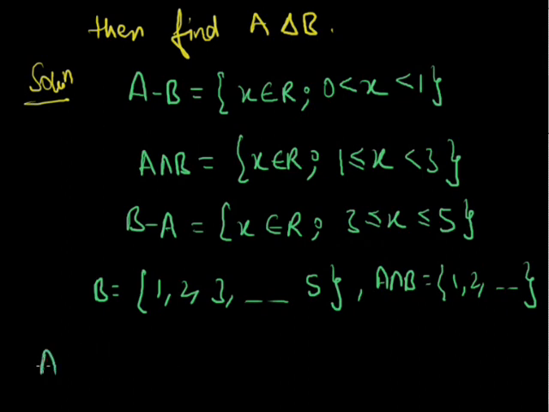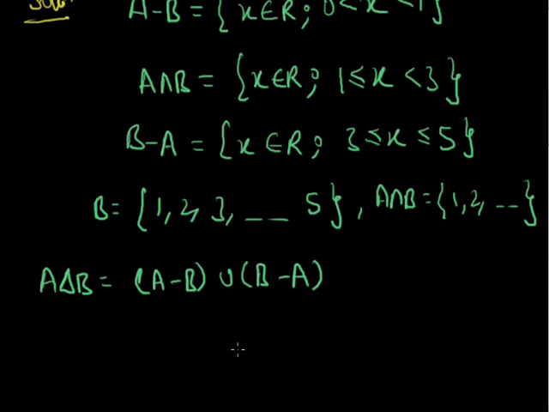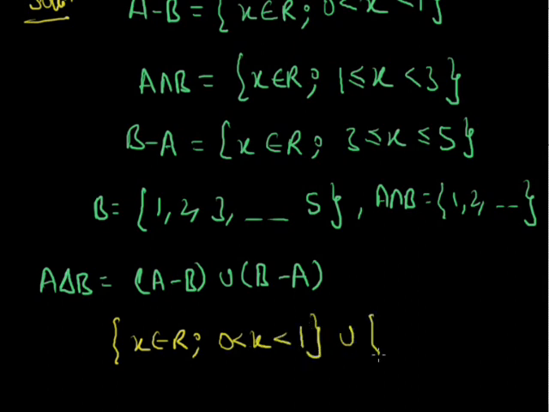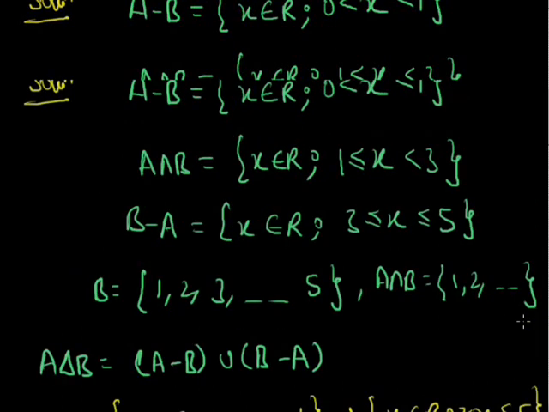Now we need to find the symmetric difference of A and B. That will be equal to A minus B union B minus A. So we need to find the symmetric difference of both sets: A minus B union B minus A. We know that A minus B is the set of elements in which x belongs to real numbers and x lies between 0 to 1. Similarly, B minus A is the set of elements in which x belongs to real numbers and x lies between 3 to 5.